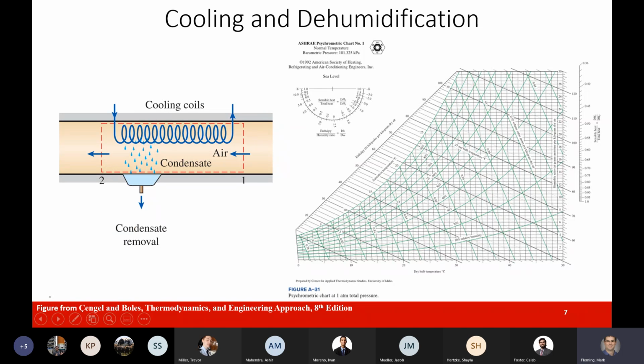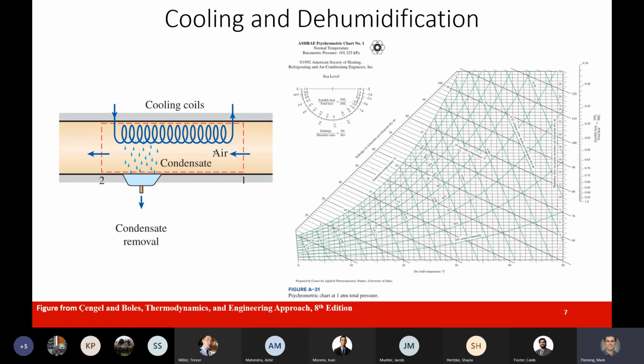Otherwise, let's go ahead and get into the details about cooling and dehumidification. So in terms of cooling and dehumidification, the standard way we're going to approach this is as one process. For the most part, the way we're going to remove water vapor from the air is we just cool the air down past the saturation point and we let water condense out of the air.